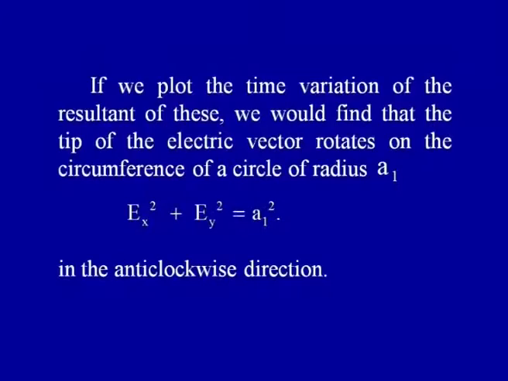If we plot the time variation of the resultant of these two, we would find that the tip of the electric vector rotates on the circumference of a circle of radius A1, Ex square plus Ey square is equal to A1 square, in the anticlockwise direction. The propagation of light is in the positive direction of that axis. This has been taken here to be coming out of the screen.